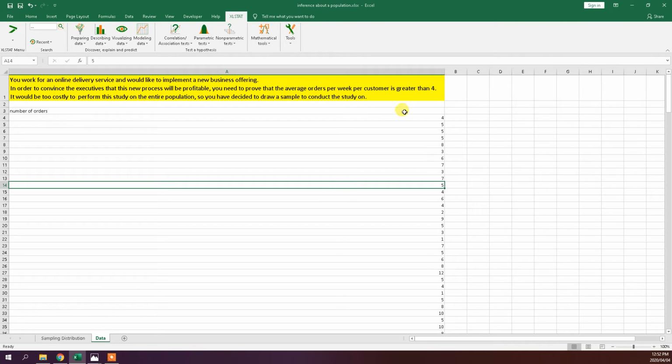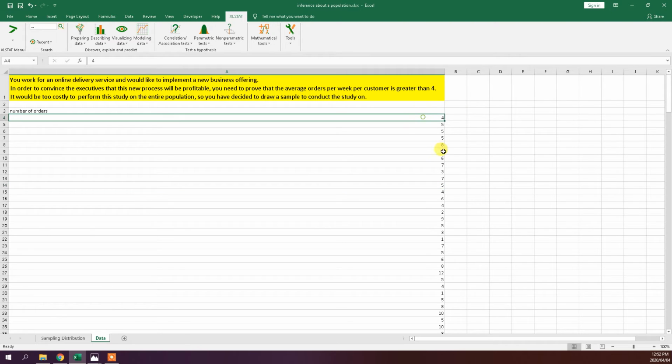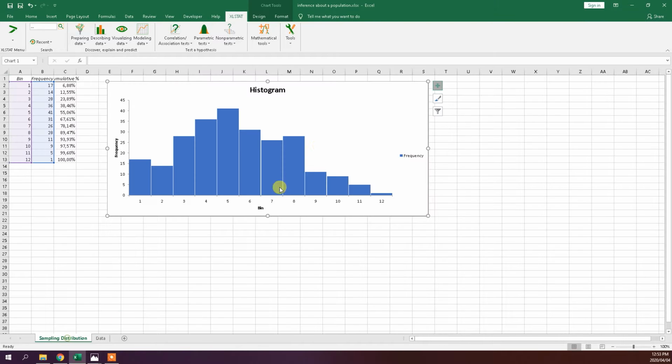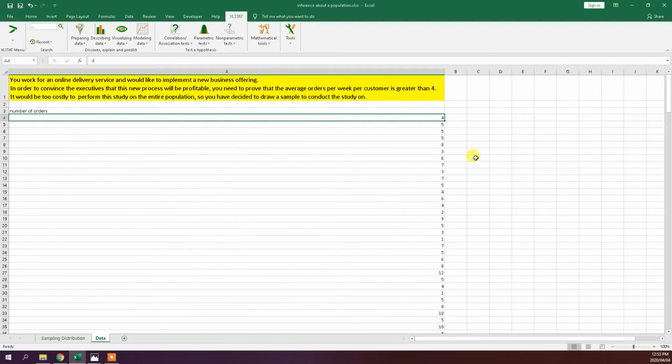Now, in order for a t-test to work, the sample data needs to be normally distributed. So in order to check that, I've just created a histogram based on the sample data. And as you can see, that is approximately normally distributed, so that's fine.